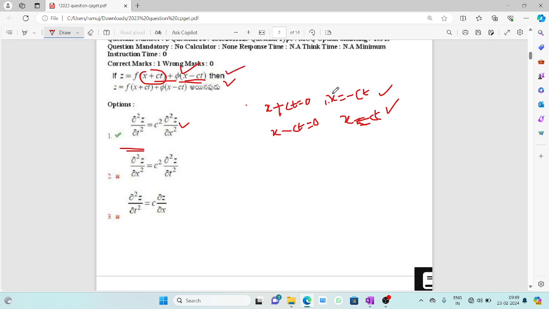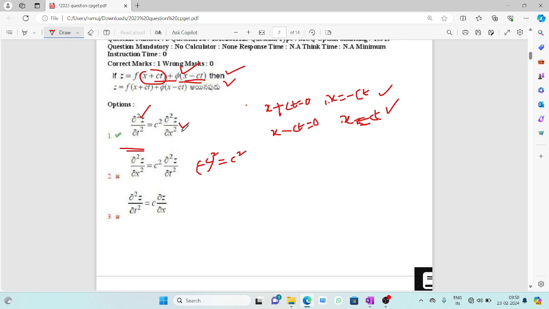So what I did, I just took the coefficients of this one and this one: here 1 and minus c, here 1 and c. I am taking these values first and putting them in the first option. So for del square z by del t square, the coefficient is minus c. I take minus c squared because a square is there, so I put minus c, and the whole square gives c square.